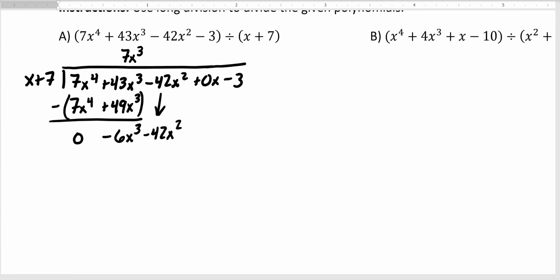and bring down our negative 42x squared. So something cool I think is going to happen here. x times what gives me negative 6x to the third? That would be negative 6x squared. When I multiply that out, check this out. Negative 6x squared times 7 gives me negative 42x squared. Now, when I subtract these things, what am I left with?